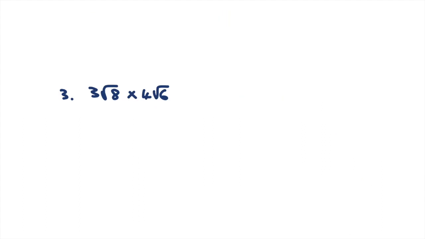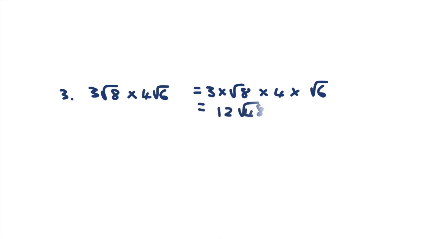3 root 8 times 4 root 6. Now that's 3 times root 8 times 4 times root 6. Deal with the whole numbers first. 3 times 4 is 12. Root 8 times root 6 is root 48. So 12 root 48. Now can you simplify the 48?